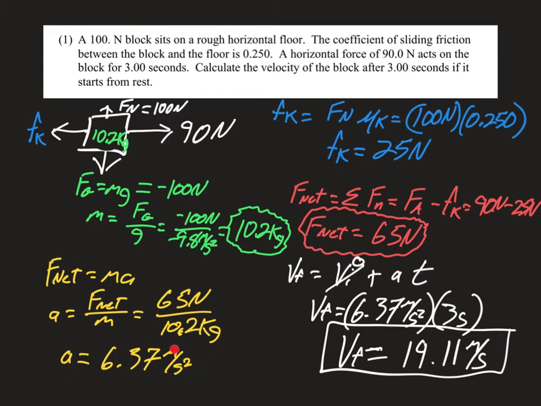Now that I have an acceleration and I have a time, and also I know my initial velocity is 0 because it's starting at rest, I can use this kinematics formula. So final velocity is equal to initial velocity plus acceleration times time. However, initial velocity is 0. I don't have to worry about that, and I just have to multiply my acceleration times my time. Plug those numbers in. You should get 19.11 meters per second for your final velocity.